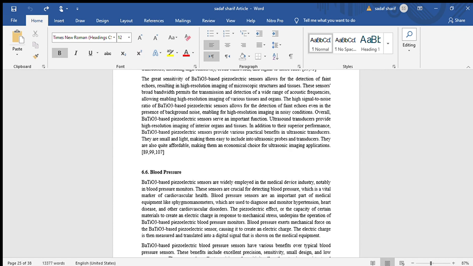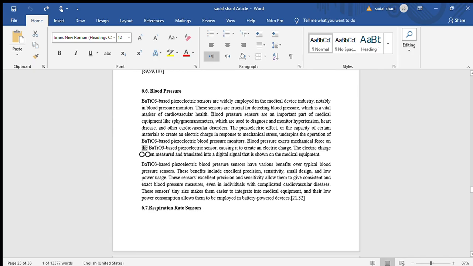In addition to their superior performance, barium titanate piezoelectric sensors provide various practical benefits in ultrasonic transducers. They are small and light, making them easy to include in ultrasonic probes and transducers. They are also quite affordable, making them an economical choice for ultrasonic imaging applications. Now, what is its use in blood pressure?